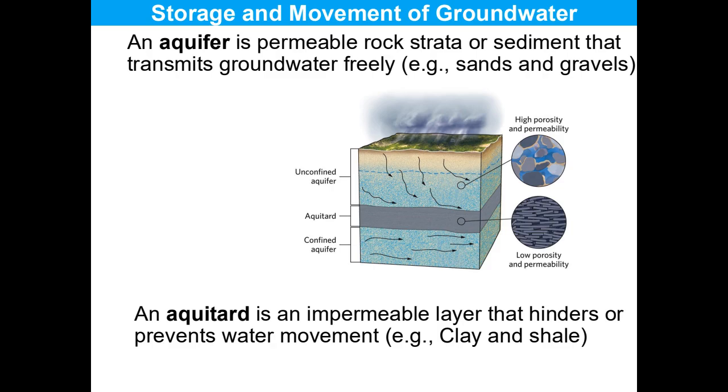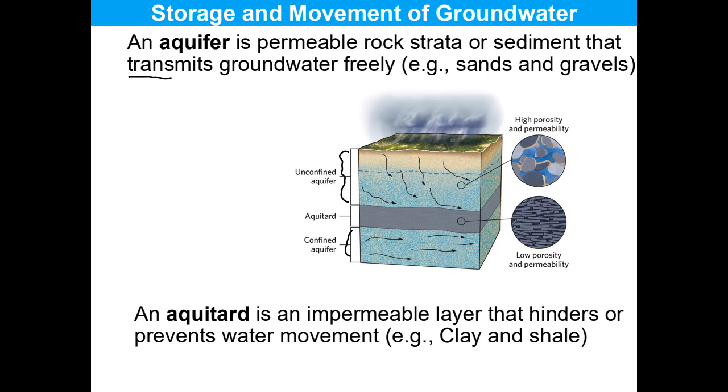If you remember, last time we talked about permeable materials and impermeable materials. Permeable are the ones that allow the water to go through, and impermeable are the ones that do not allow the water to go through. So an aquifer is a permeable rock strata or sediment that transmits and allows the groundwater to move freely, like in sands and gravels. For example, this one here is permeable. So we say that this rock here is called an aquifer.